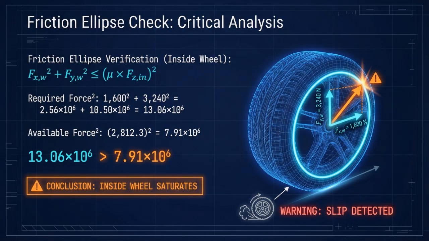We now perform the friction ellipse check for the inside rear wheel, which is very essential. The required force is 13.06 times 10 to the power of 6. The available friction force is 7.91 times 10 to the power of 6. Comparing the two values, we find that the required force exceeds the available friction force, so the inside wheel saturates. This confirms loss of traction at the inside rear wheel.